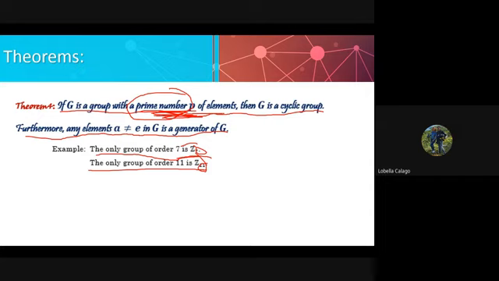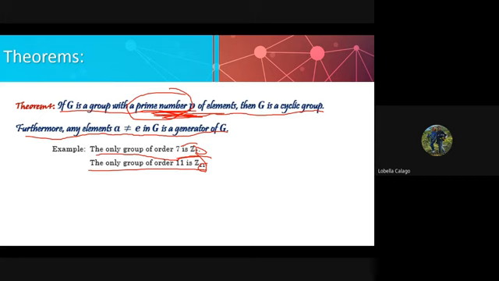Z7 cannot have order 1, order 2, order 3, order 4, or order 5. Only order 7. And this is only true for a prime number of elements. Okay? Take note of that. Only a prime number can be said here. Suitable for this one, only a prime number of elements.